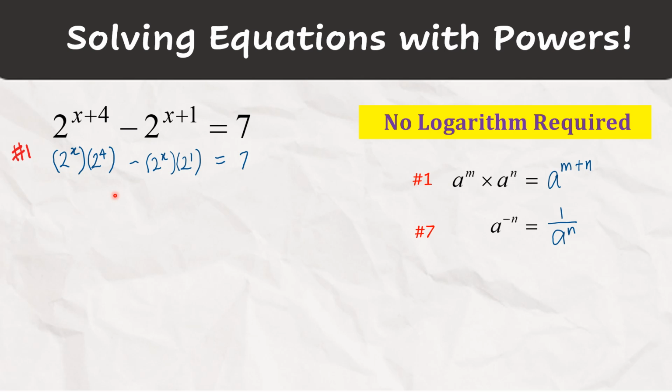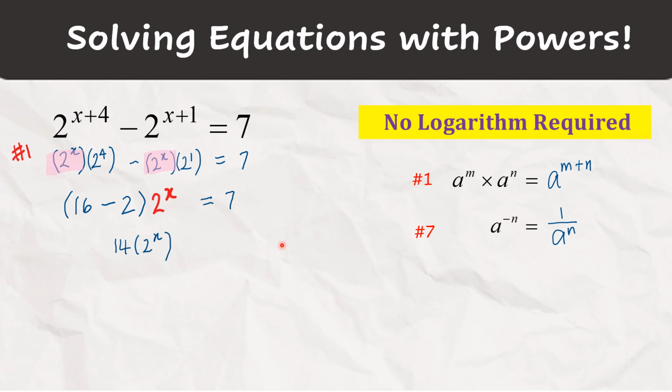At this point, I'm not too sure if you're able to observe that the left hand side now has a common term, which is 2 to the power of x. So I'm just going to factorize out this common term. By doing this, I will have 2 to the power of 4, which is equal to 16, and 2 to the power of 1 will give me a 2. So I factorize out the 2 to the power of x, and the right hand side remains.